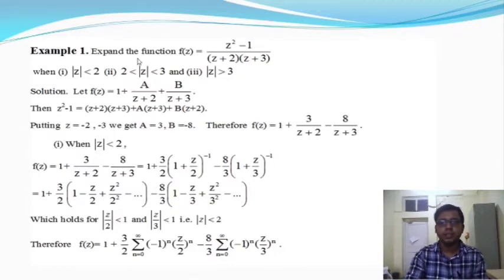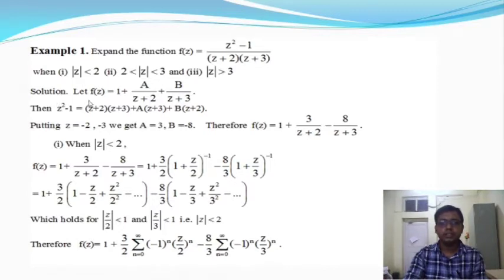The first example is to expand the function f of z equal to (z square minus 1) by (z plus 2) into (z plus 3). That means we want to find the Laurent series when modulus of z is less than 2, and second when modulus of z lies between 2 and 3, that is 2 less than modulus of z less than 3, and third when modulus of z is greater than 3. In these three conditions, what will be the Laurent series for the function f of z? The Laurent series are not the same, so there are different Laurent series for different regions.